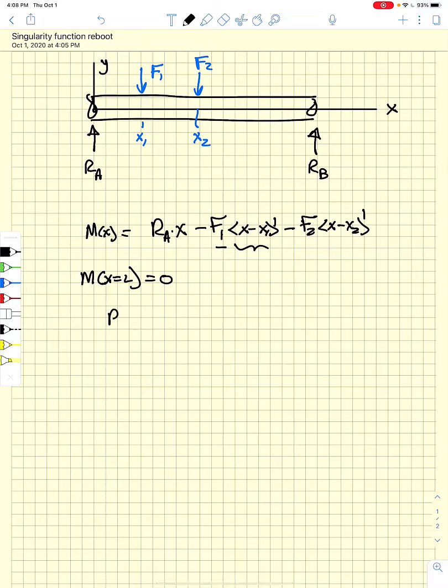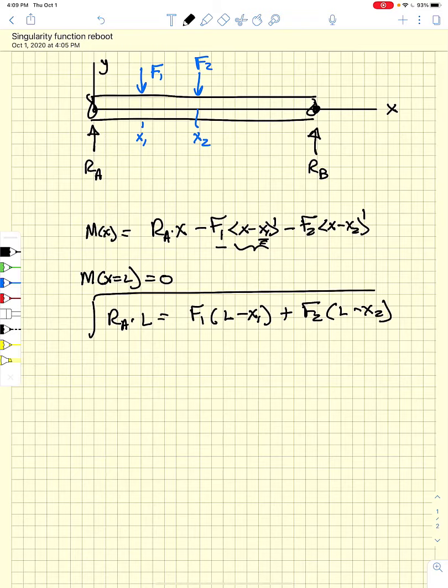It says that RA times L is equal to F1 times, now it becomes regular, L minus X1. These are now regular brackets because we are past the point of application of the load 1. We're on the right side of the beam, all the way over at reaction B is where we're doing this. And I have to add to that F2 times L minus X2. That is simply sum of the moment. That's all it is.